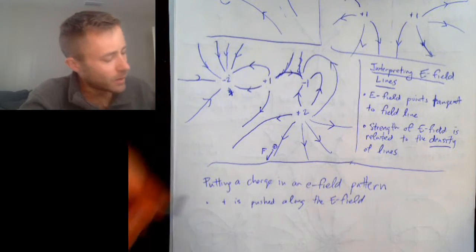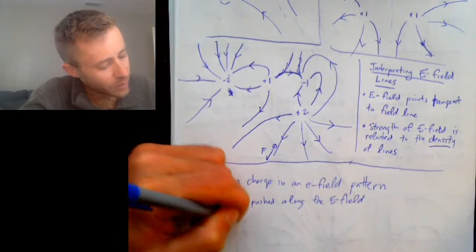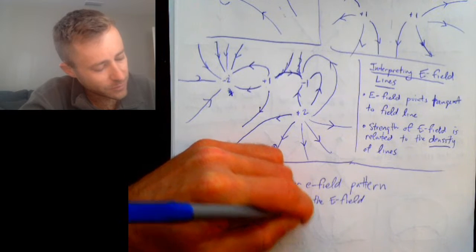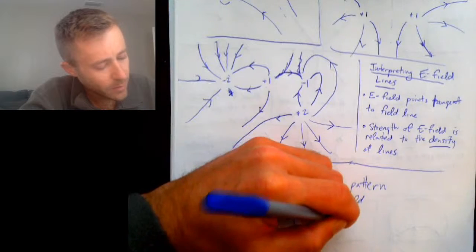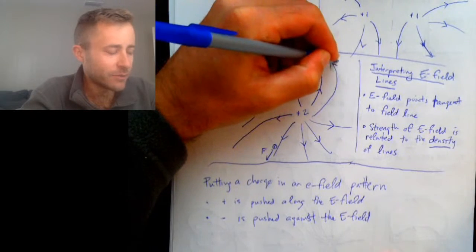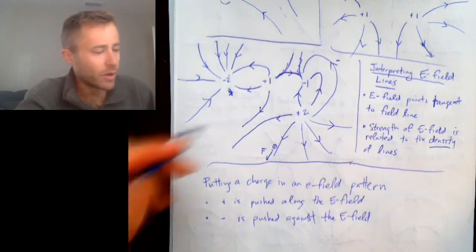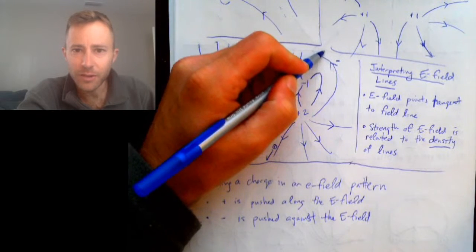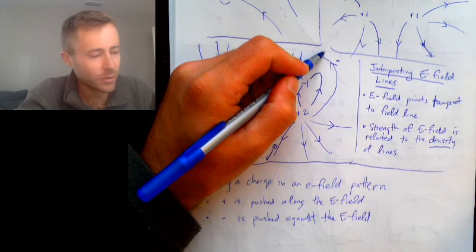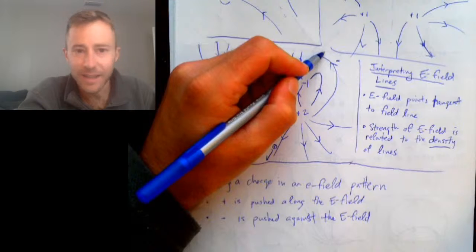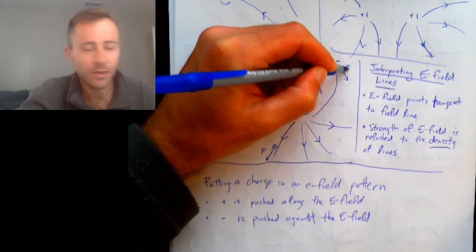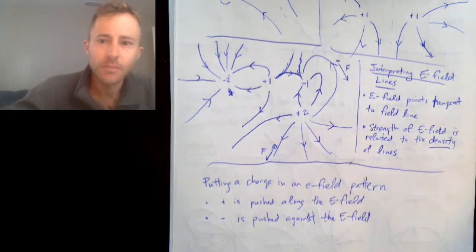Okay. Negative charge is pushed against the electric field. Okay, so what if I put a negative charge right here? Well, I know that the electric field points in that direction, tangent to the field line. So against the electric field would be in this direction. So this one is going to have a force on it in that direction.